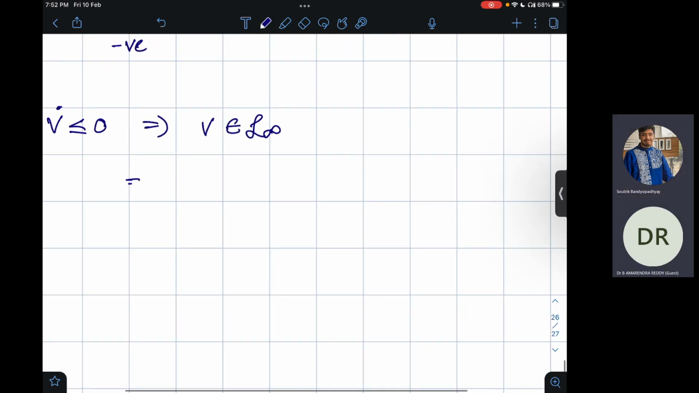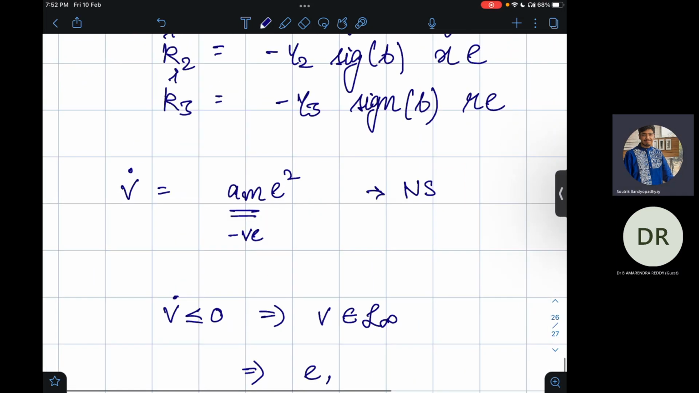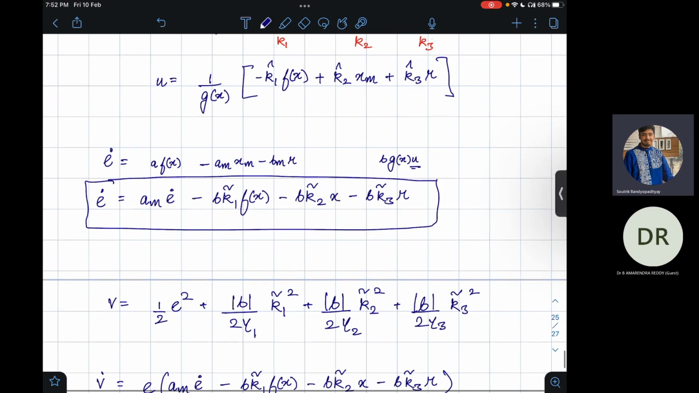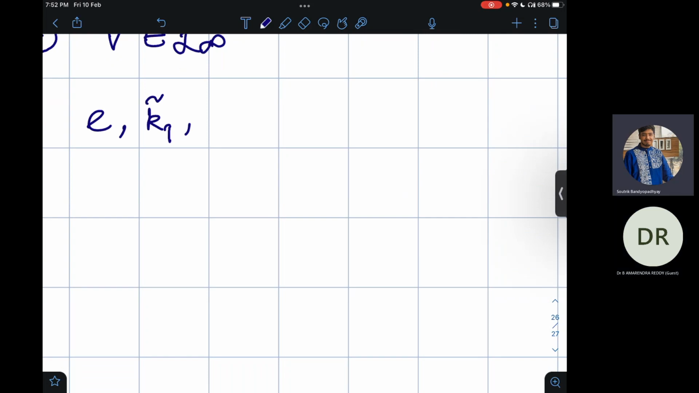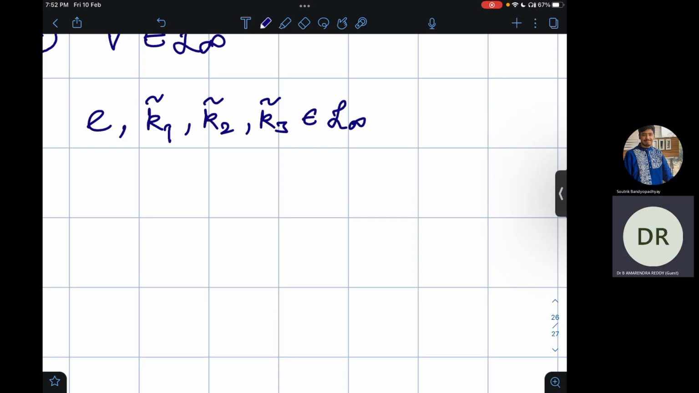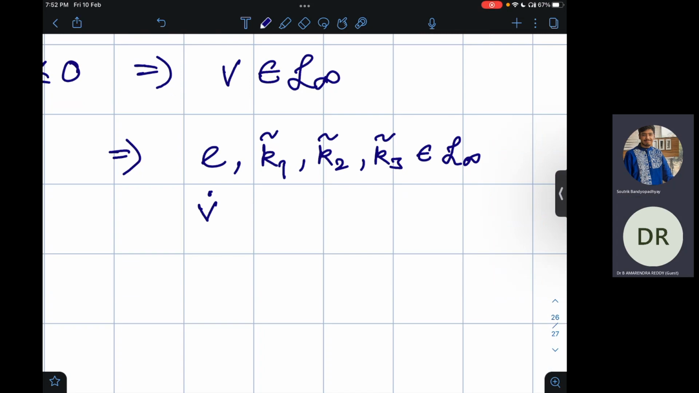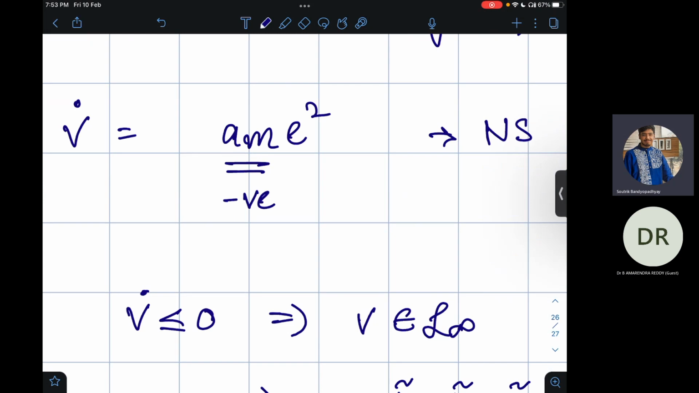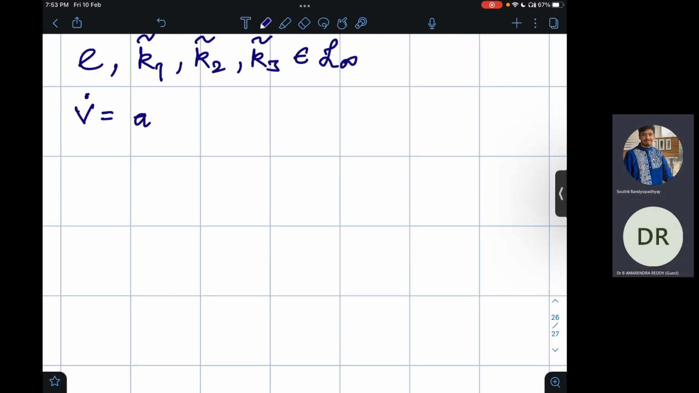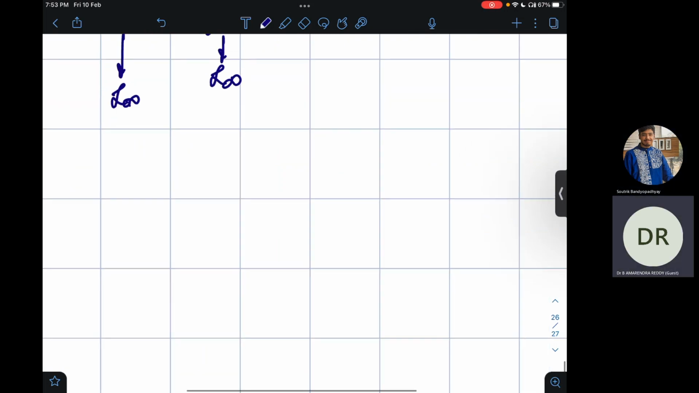This implies e, k1 tilde, k2 tilde, and k3 tilde are all bounded. And since V dot contains am into e squared, and e squared is bounded, this implies V dot is bounded. This implies e is square integrable.